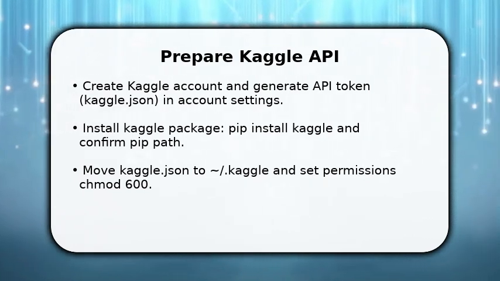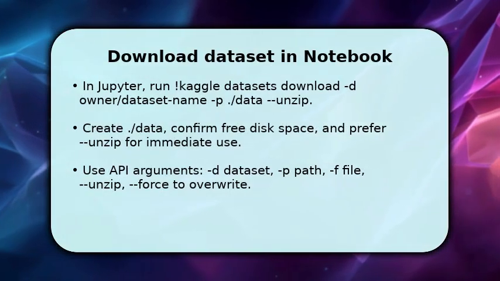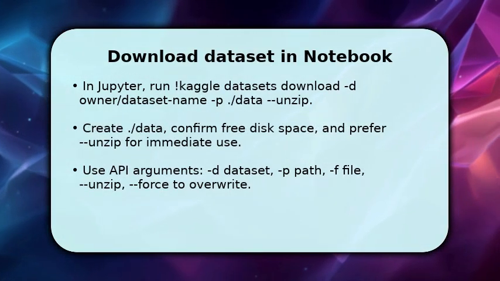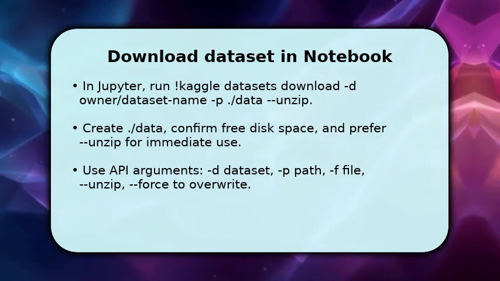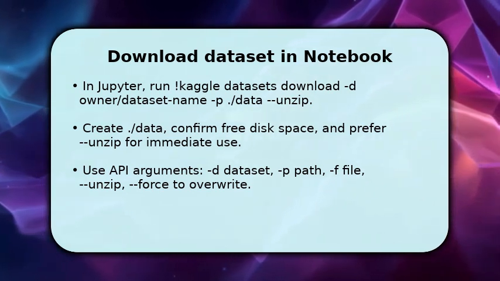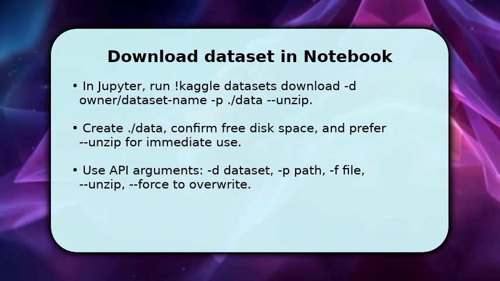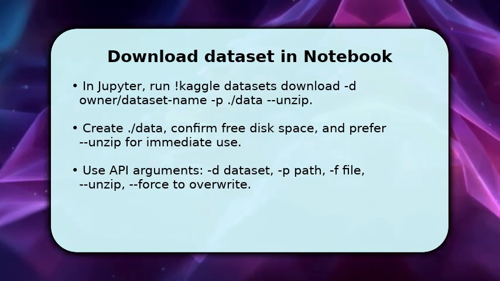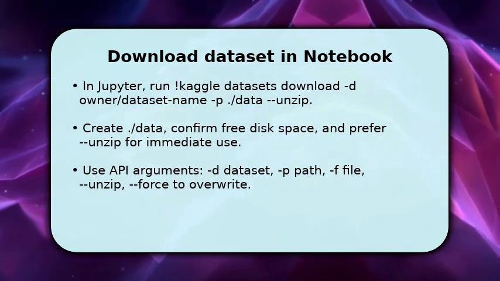You now perform the download inside a notebook. Open a cell and run the Kaggle download command with the dataset identifier, for example: kaggle datasets download -d owner/dataset-name -p /data --unzip. Make sure the /data folder exists and you have sufficient disk space, otherwise create it with mkdir -p /data. If you need a single file, use --file name. If you must re-download, use --force.